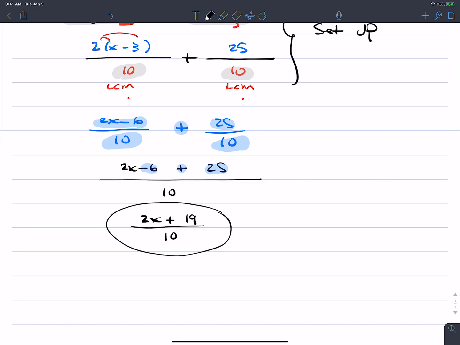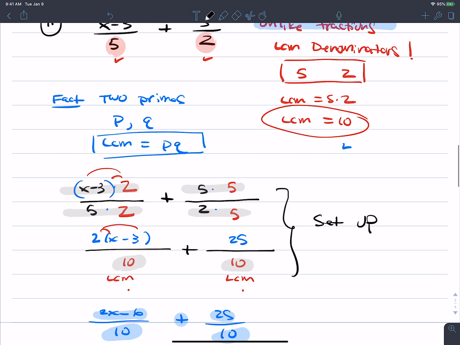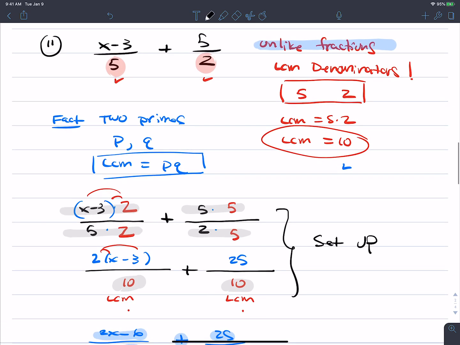Notice that this fraction here is a simplified rational, because you can't factor the numerator. It's not factorable, it's prime. The denominator is 10. That can be factored, but it won't cancel with anything since the numerator is prime. And this is how we handle unlike fractions. That was the detail.